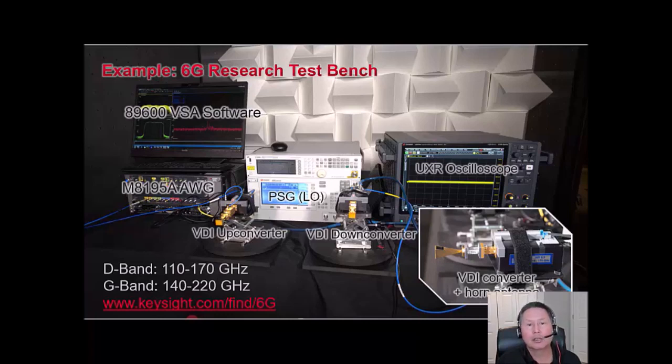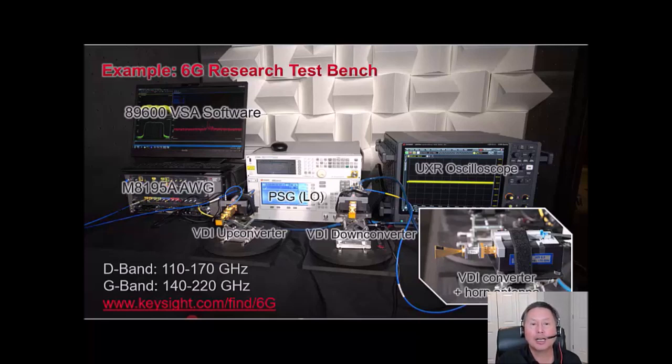The signal from the M8195A AWG is transmitted at a symbol rate of 4 gigasymbols per second at a center frequency of 6 gigahertz. This IF signal is then upconverted by the VDI upconverter to a center frequency of 144 gigahertz and transmitted using a horn antenna with a nominal beam width of roughly 9 to 10 degrees.